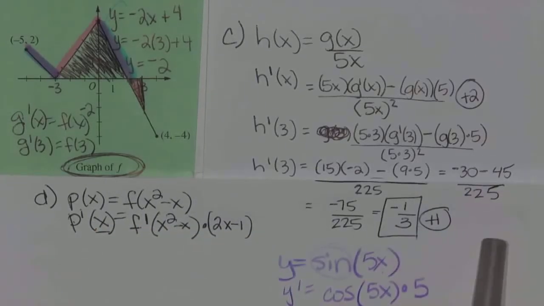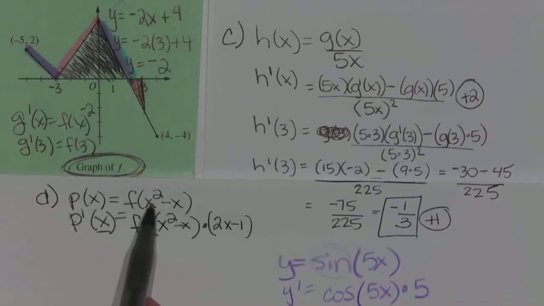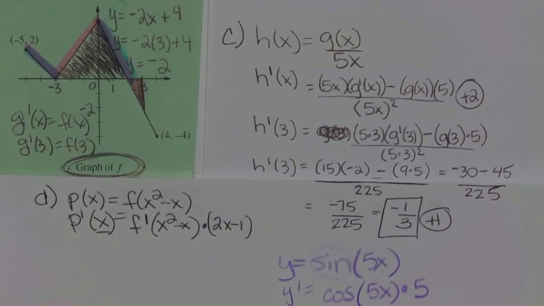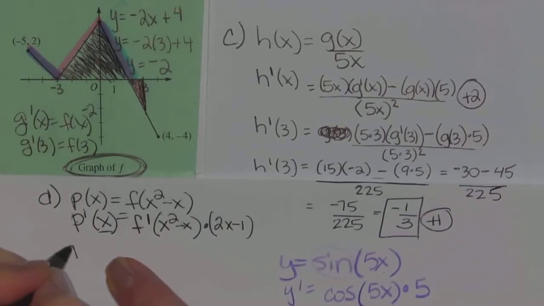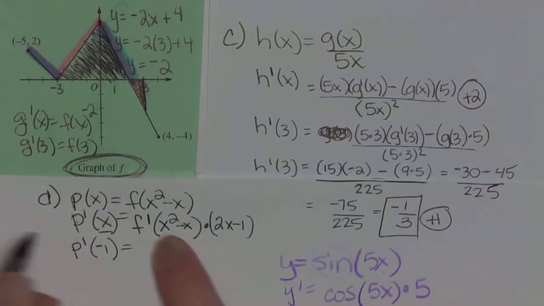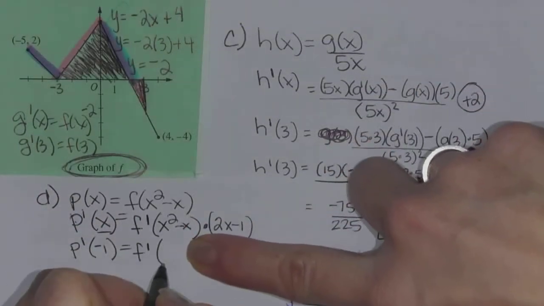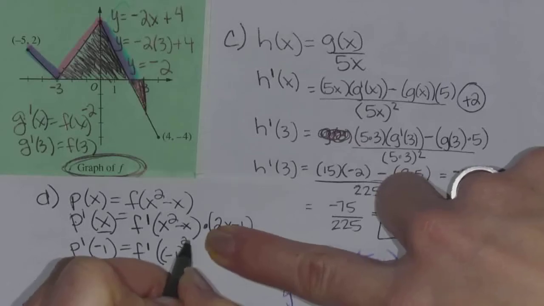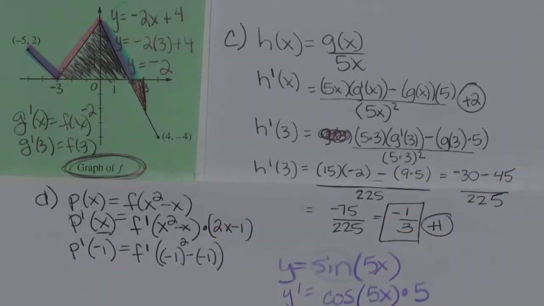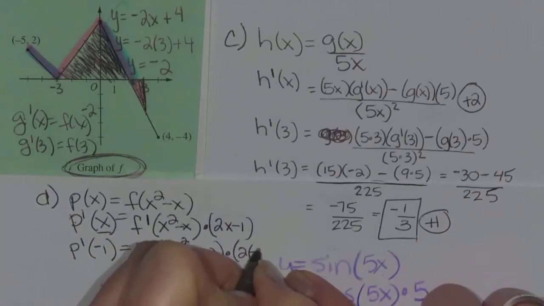So the outside-inside rule takes the sine of 5x to the cosine of 5x times 5. The outside-inside rule takes f of x squared minus x to f prime of x squared minus x times 2x minus 1. And the rest is history. Watch how easy this is. Now we want the slope of the tangent line when x is negative 1. So let's just replace all these x's with negative 1. So that will give me f prime of negative 1 squared minus negative 1. Keep that straight. Times 2 times negative 1 minus 1.